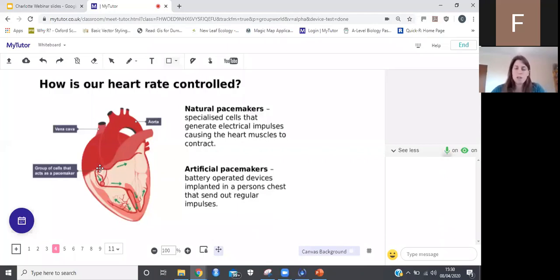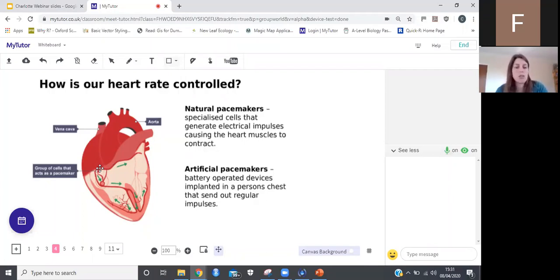Sometimes those pacemakers don't work properly. And so then you can have an artificial pacemaker inserted. So artificial pacemakers are battery-operated little electrical devices that are implanted in the heart, and they send out those electrical impulses regularly to artificially control that heart rate. It's actually one of the most common pieces of heart surgery that's done. Artificial pacemakers are relatively common, and they can help with all sorts of conditions, anything to do with abnormal heartbeats or anything like that, they can be really useful for.